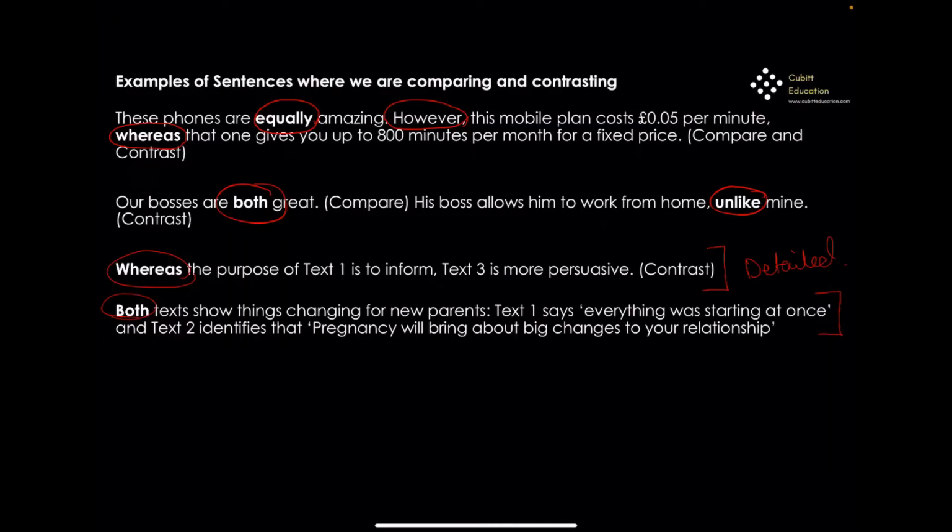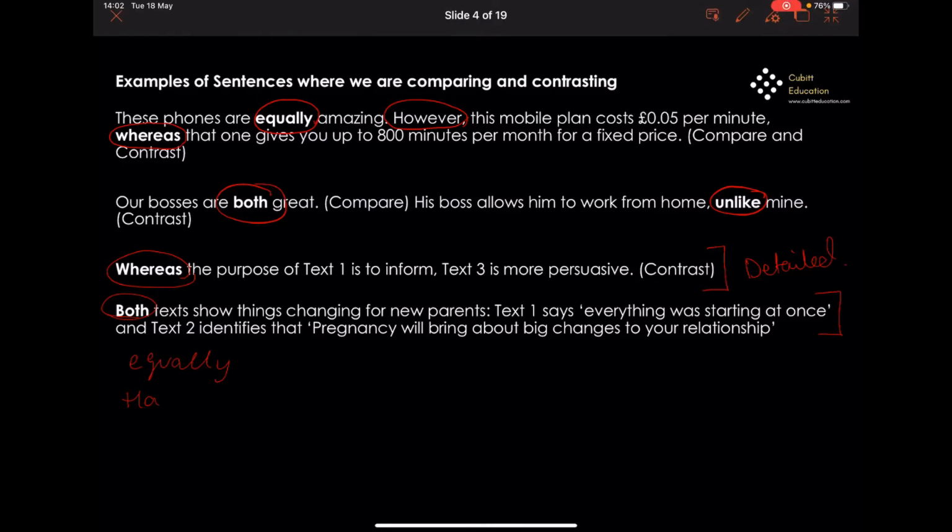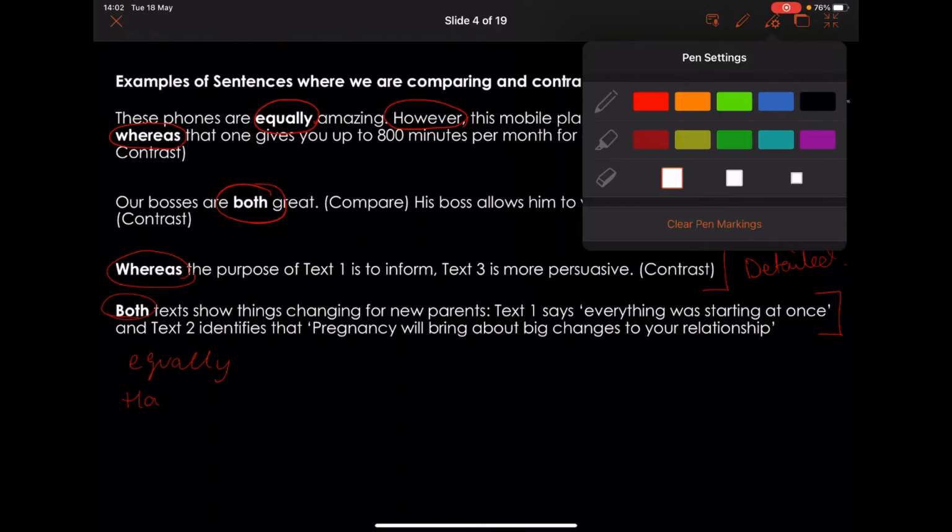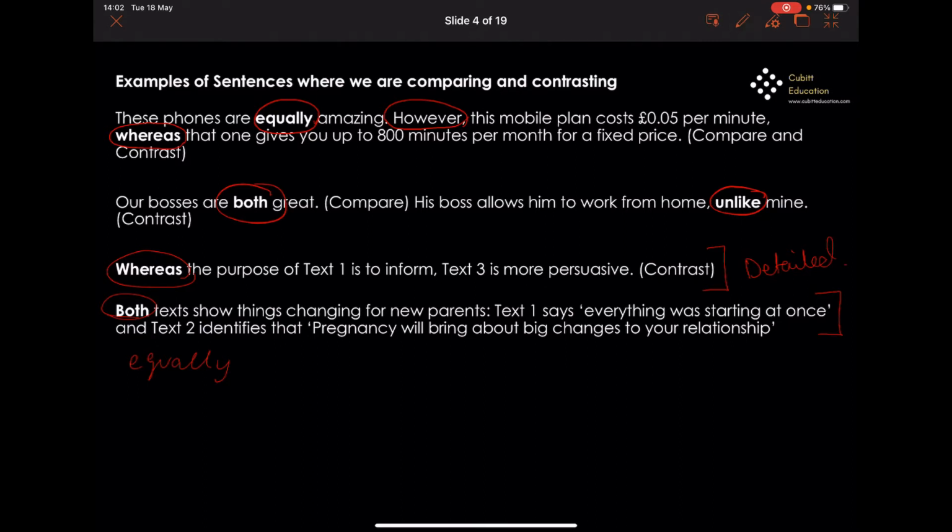All right, so the words that we've used here are equally, however, because. Obviously we want to show that we've used a word, even though it's not necessarily meaning that we're going to compare, it usually does. We've used that word there to state that we're going to move on. We've also used whereas, okay, both, and unlike. Okay, so some good words there that are used to compare and contrast.